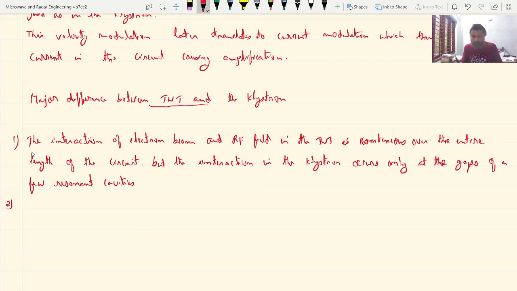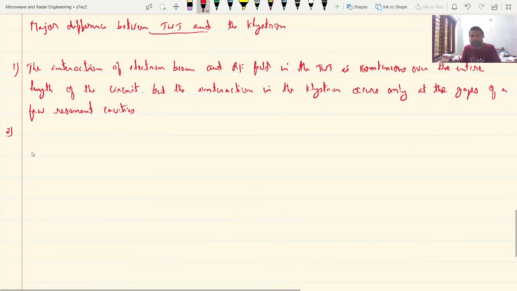The second point I have to discuss is that the wave traveling in a TWT is a propagating wave, whereas in case of klystron it is not a propagating wave. Okay, the wave in the traveling wave tube is a propagating wave.